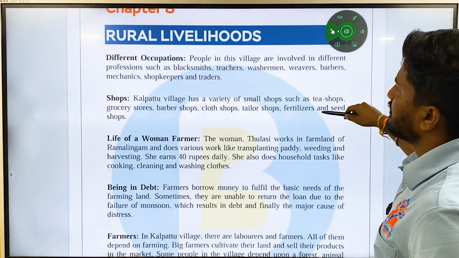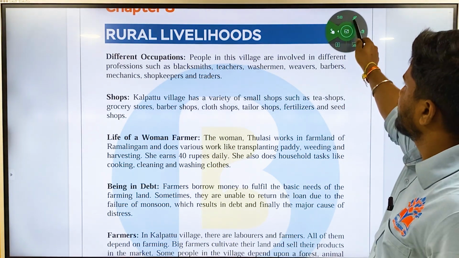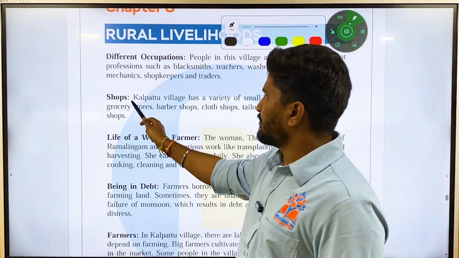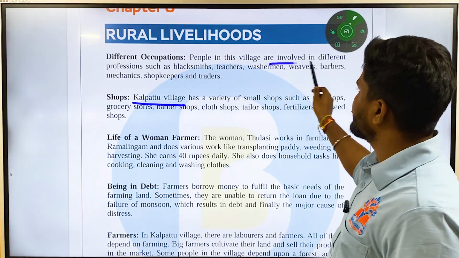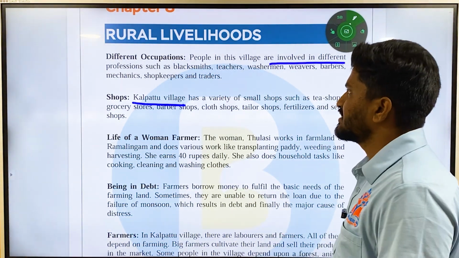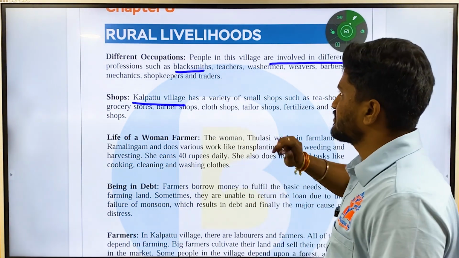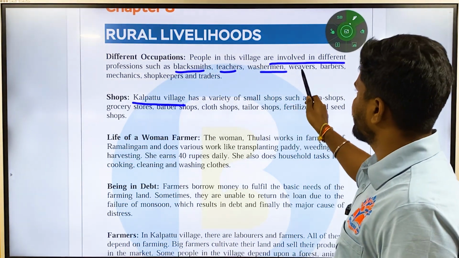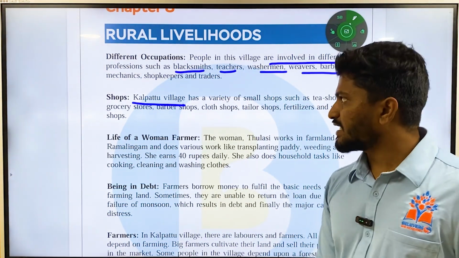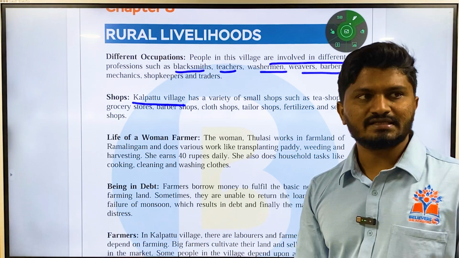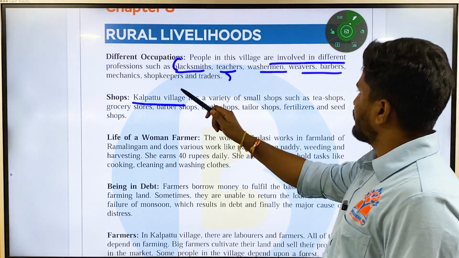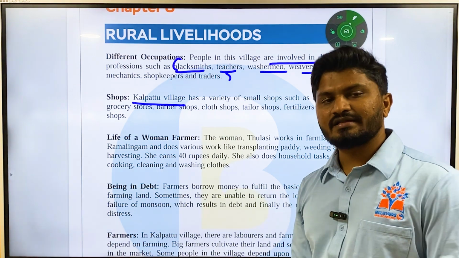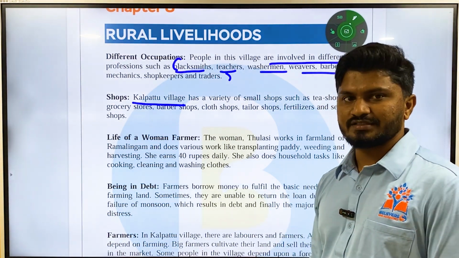So here there are different occupations. They are giving an example of Kalpattu village. They say that people in this village are involved in different professions such as blacksmiths, teachers, washermen, weavers, barbers, mechanics, shopkeepers and traders, etc. These are all non-farming activities, and the other things are agricultural activities, that is, farming activities.